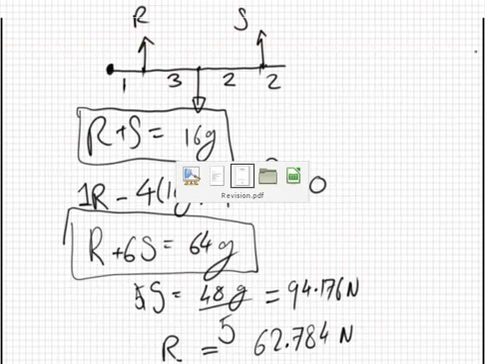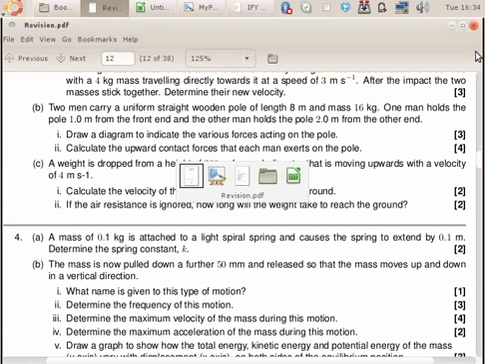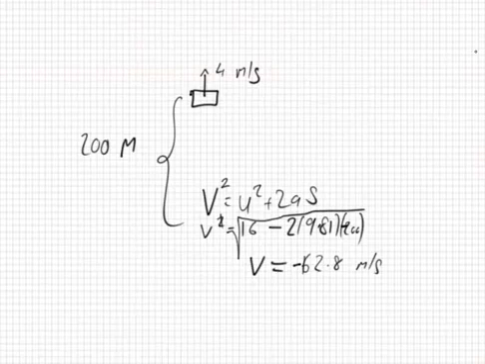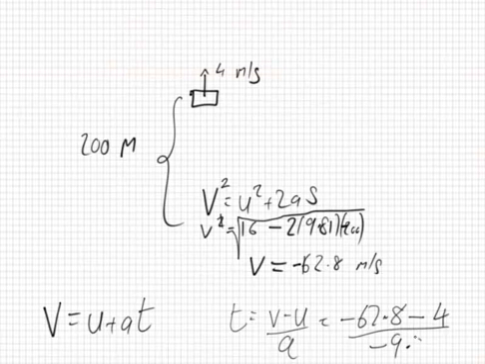So the last part is the time. So for the last one here, we want the time. We know the U, we know the V, we know the A, we know the S. So what would be the easiest formula to give us the time? V equals U plus AT. So you could just say T equals V minus U over A, which would be minus 62.8 minus 4 all over minus 9.81. What's that? 6.8.